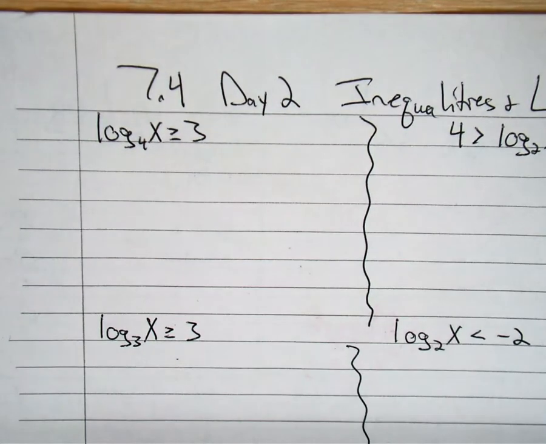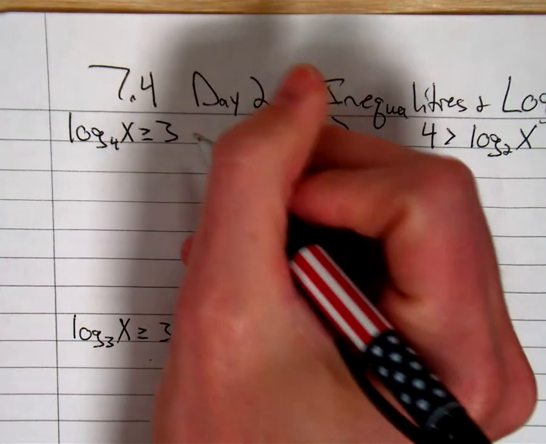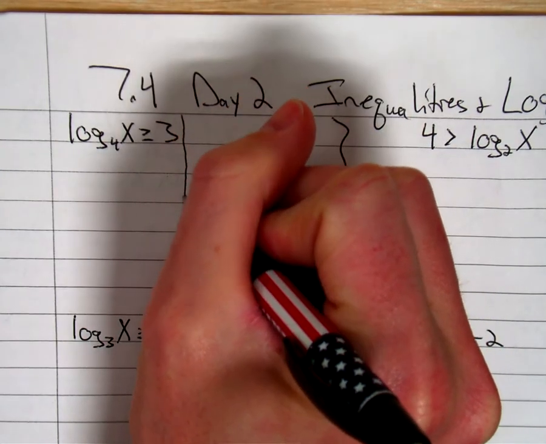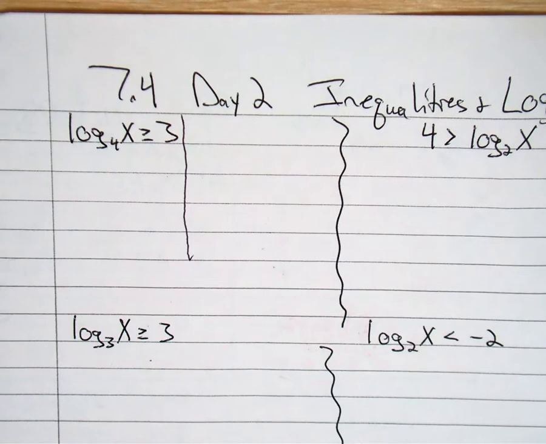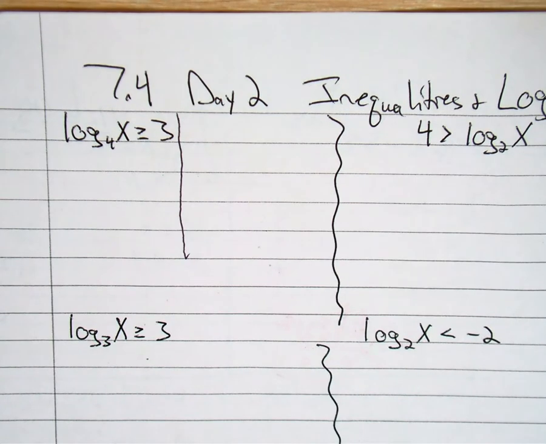Alright, pretty much the same type of stuff as yesterday, but with inequalities this time. Okay, so there's two ways to do these. There's the safe way, and then there's a slightly faster way. So we're going to look at the safe way first.